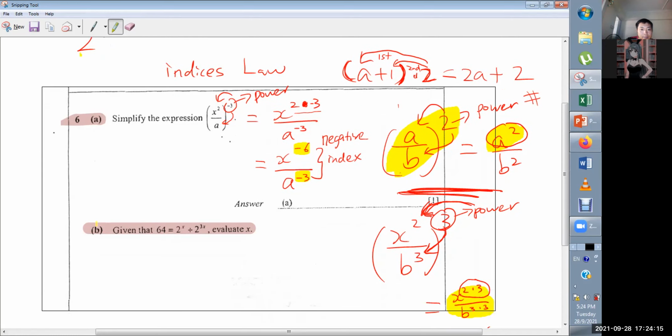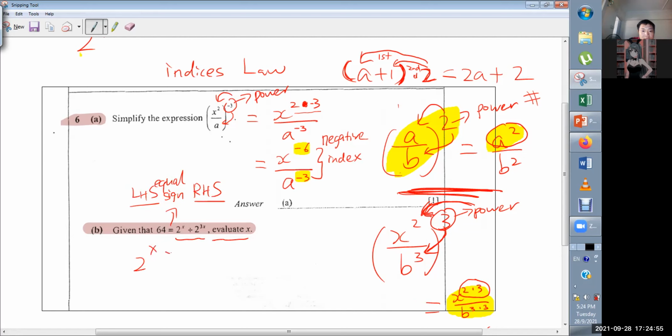Okay, let's look at part B. Given that 64 is equal to this, evaluate. Can you see evaluate? Okay, good. So let's do the right hand side first. By the way, this is called the equal sign. On the right of the equal sign is called the right hand side. On the left of the equal sign is called the left hand side. Please know the conventional notation. So let's do the right hand side first.